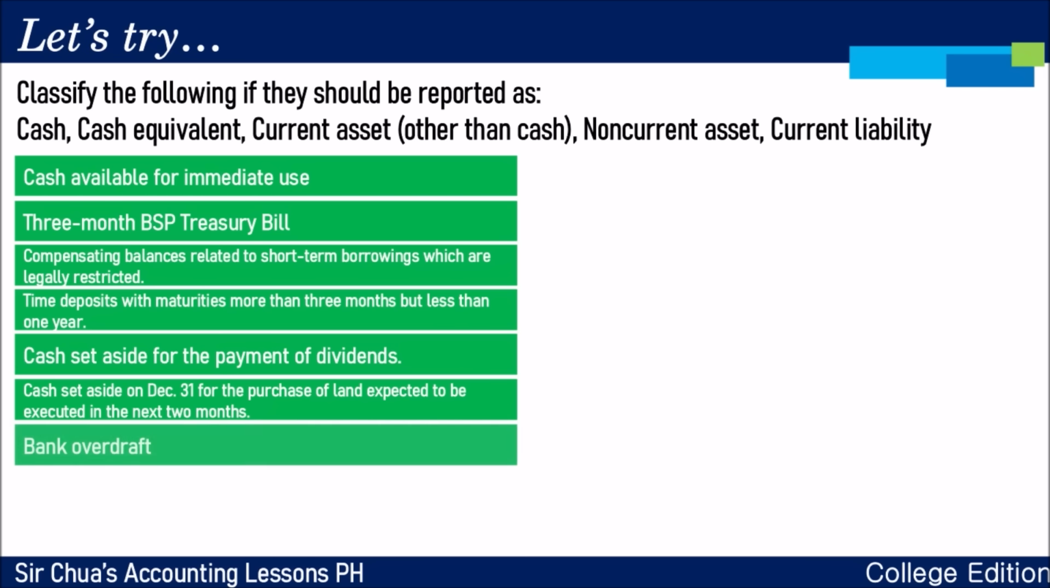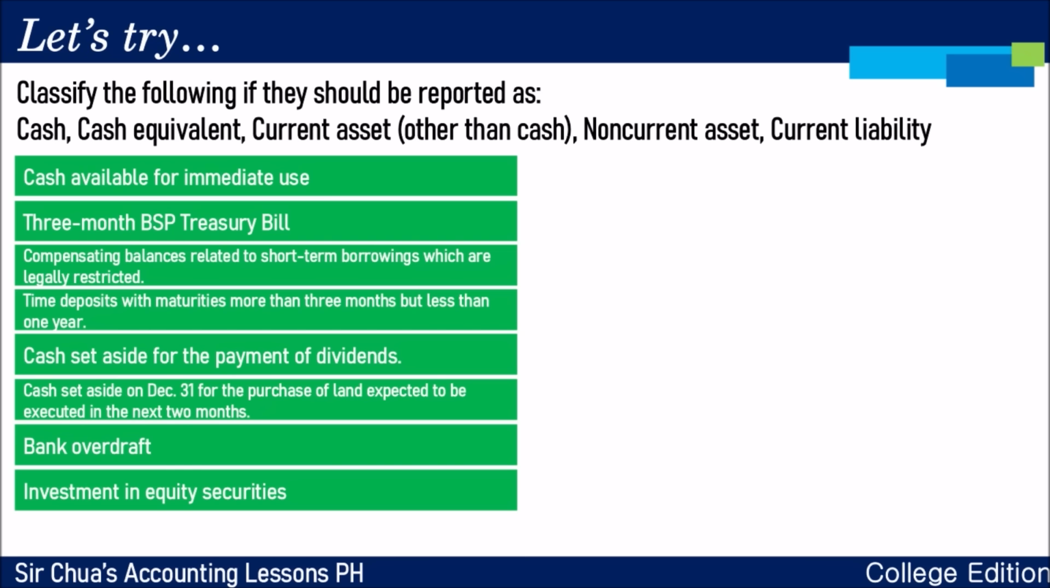We also have bank overdraft. Ito naman, investment in equity securities. And lastly, bank drafts and money orders. You can pause the video if you need more time to analyze these 9 items, but assuming that you have already completed these 9 items, let's now discuss them one by one.